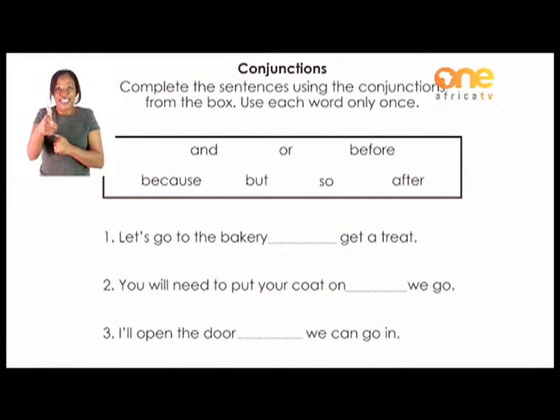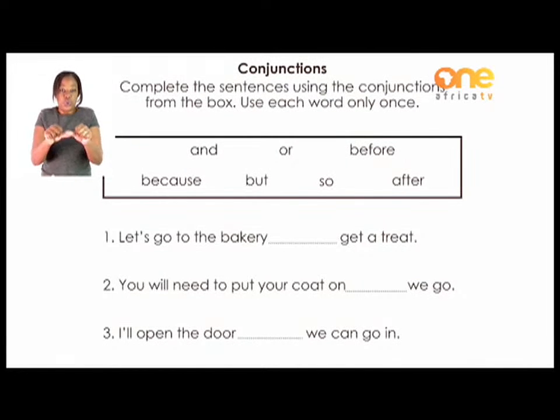Let's look at sentence number one. Let's go to the bakery, get a treat. What conjunction do you think we can use there? We go to the bakery, we get the treat. I think we will use and. Let's go to the bakery and get a treat. Okay. So you are going to find out also the second, third, fourth, fifth, sixth, and number 7 sentences for me and try to put the correct conjunction.